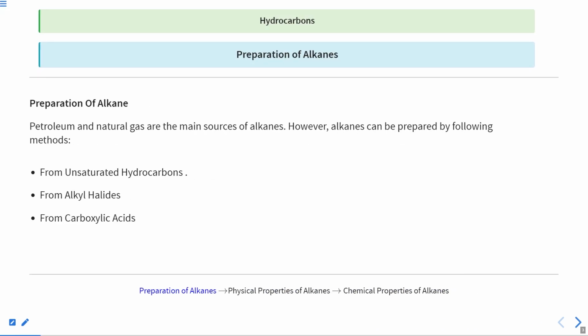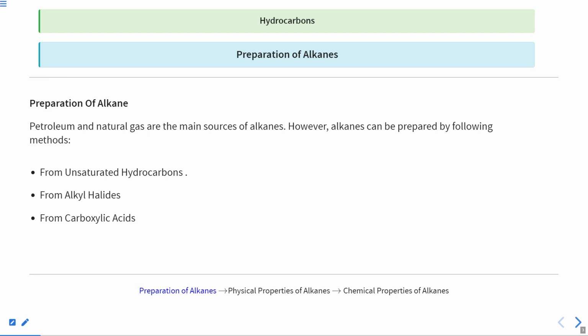If I talk about the preparation of alkanes, alkanes are generally prepared from petroleum and natural gas. They are the main sources of alkanes. But what is obtained is quite crude in nature, and it can also contain unsaturated hydrocarbons, so we have to synthesize it further.